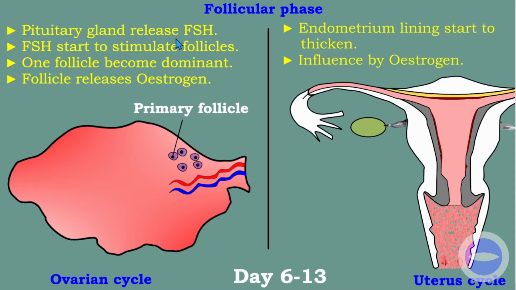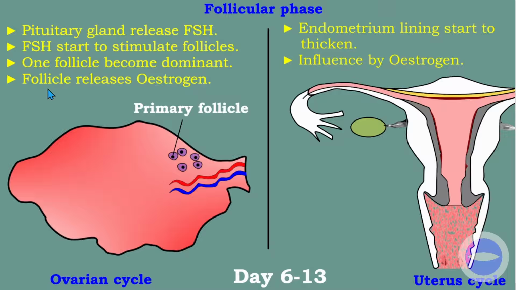pituitary gland releases FSH. We know the pituitary gland is in the brain. The FSH is the follicle stimulating hormone, and the FSH starts to stimulate follicles. Here we have primary follicles, and when the FSH is released into the blood, the follicles start to grow. Not only one, but many follicles, around 15 or 20. They start to grow, but only one follicle becomes dominant. One will survive, the other ones will degenerate, or they will die.